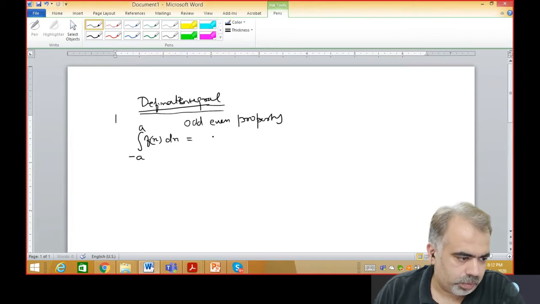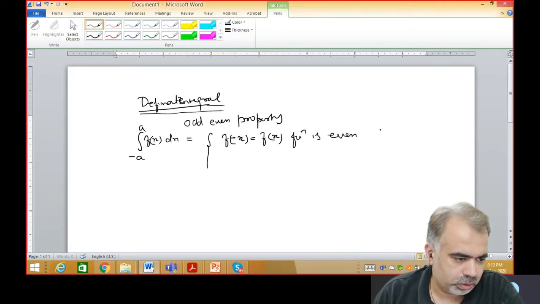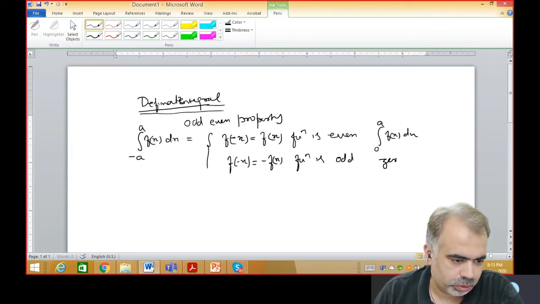Now see, for this kind of question, the property says we have to calculate f of minus x. If f of minus x is equal to f of x, it means the function is even. When the function is even, then you have to solve it like 0 to a f of x dx. On the other hand, if f of minus x is equal to minus f of x, then the function is called odd, and the value of the integration is 0 in that case.